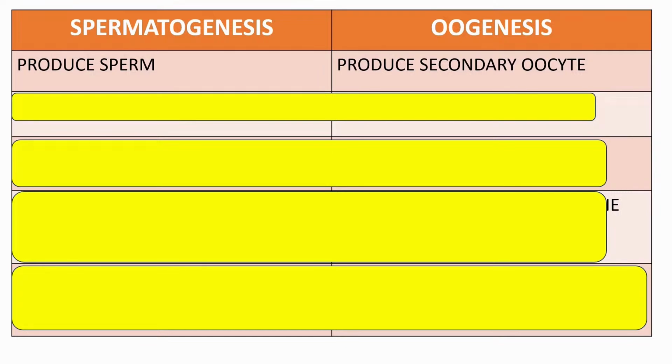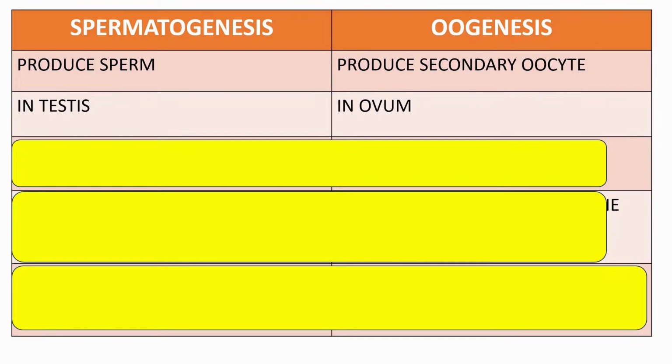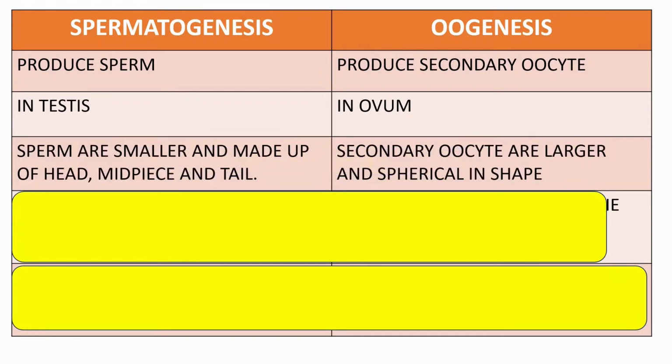And then where did this take place? Spermatogenesis happened in testes, while oogenesis in ovaries. My mistake, typo, in ovaries. So what happened is the sperm are smaller and made up of head, midpiece, and tail, while the secondary oocytes are larger and spherical in shape. Okay, these are sperm and secondary oocyte.